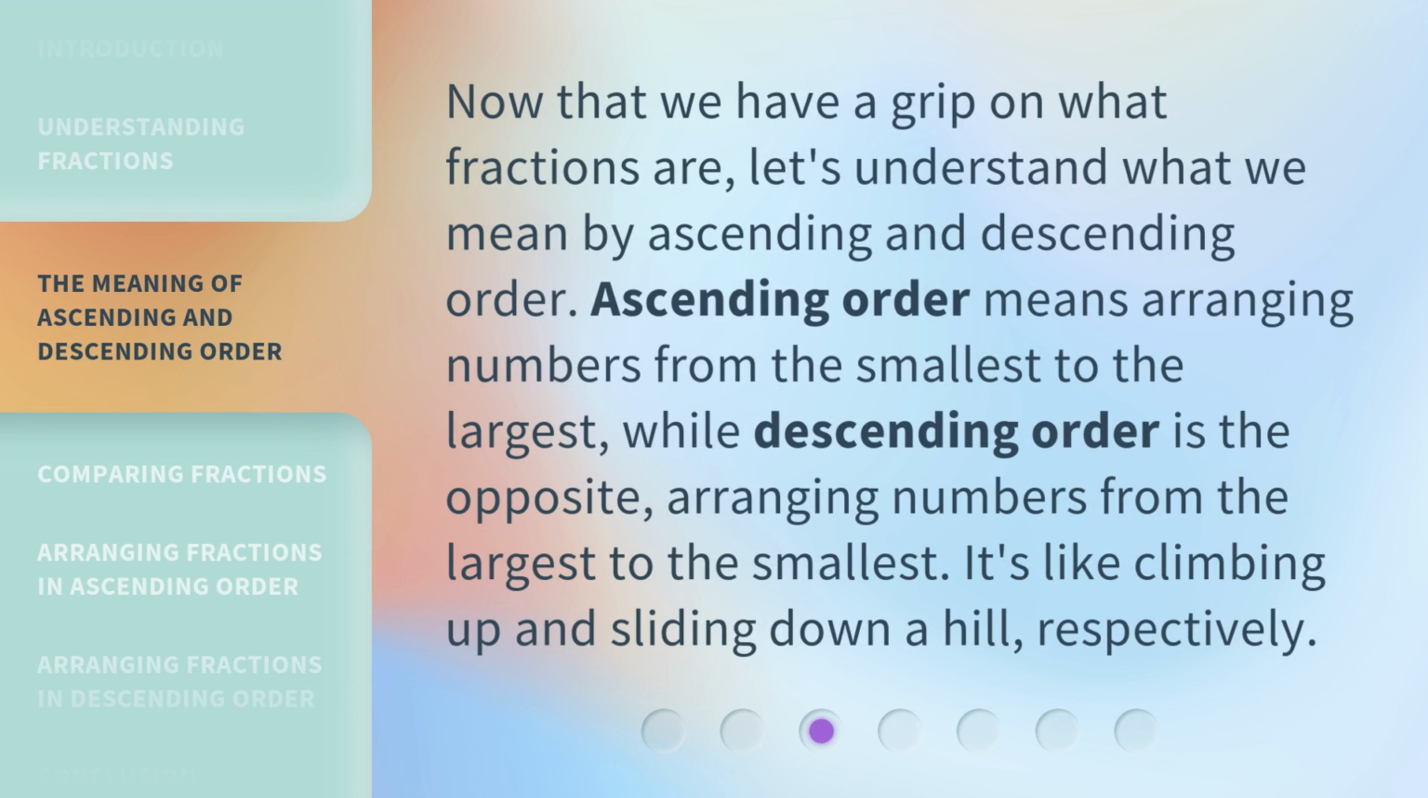Now that we have a grip on what fractions are, let's understand what we mean by ascending and descending order. Ascending order means arranging numbers from the smallest to the largest, while descending order is the opposite, arranging numbers from the largest to the smallest. It's like climbing up and sliding down a hill, respectively.